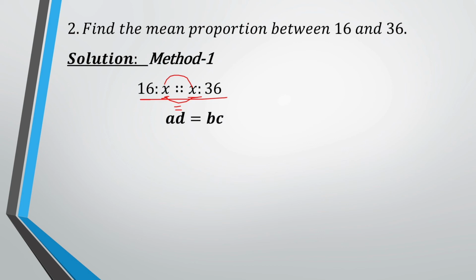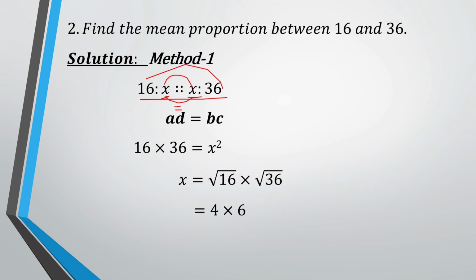So AD is equal to BC. Product of means is equal to product of extremes. So both x's are means and 16 and 36 are extremes. So x square is equal to 16 into 36. Solving the equation, we get x is equal to root 16 into root 36, that is equal to 4 into 6. So x is 24. The means are 24 and 24. So the mean proportion is 24.